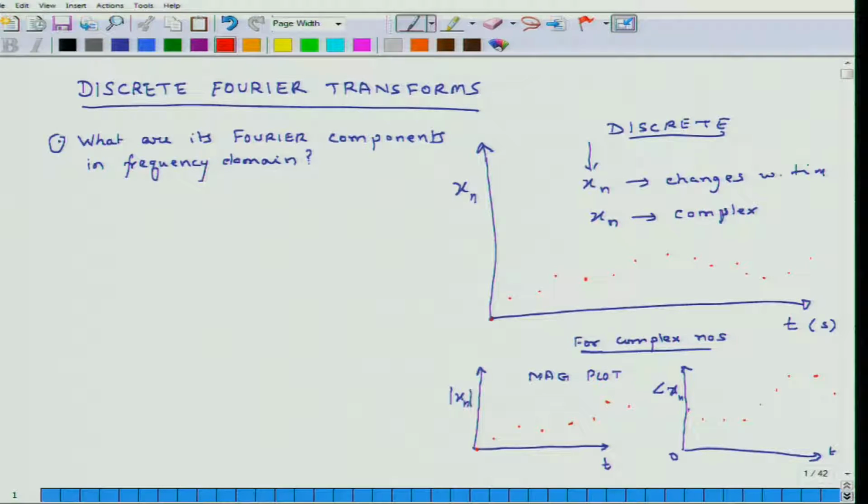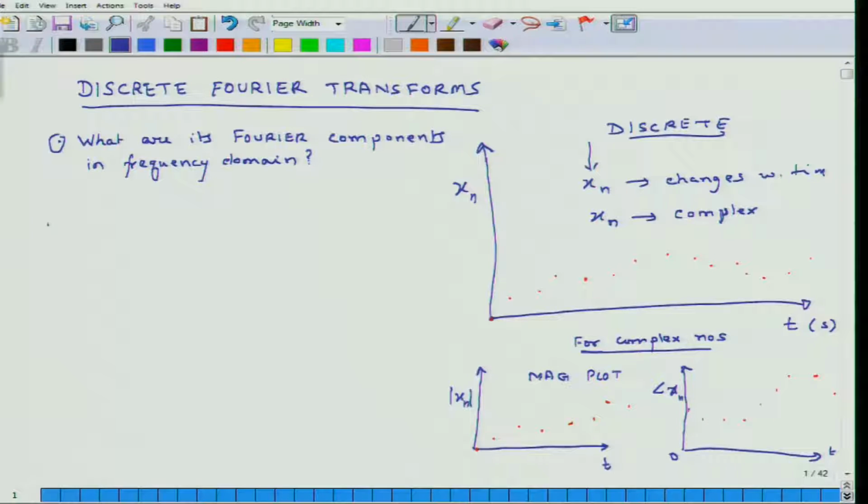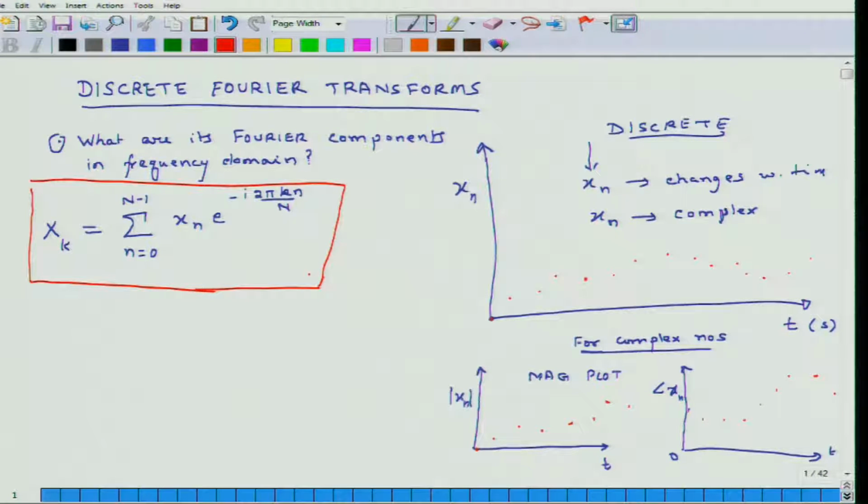Our discrete Fourier transform is able to handle complex numbers, and the relationship for converting this data into frequency domain is: xn, where x is a lowercase letter, is the time data, and the frequency data is capital X, uppercase Xk, and that equals the summation from n equals 0 to n equals capital N minus 1 of xn e to the power of minus i 2 pi k n over N. Okay, a couple of things.